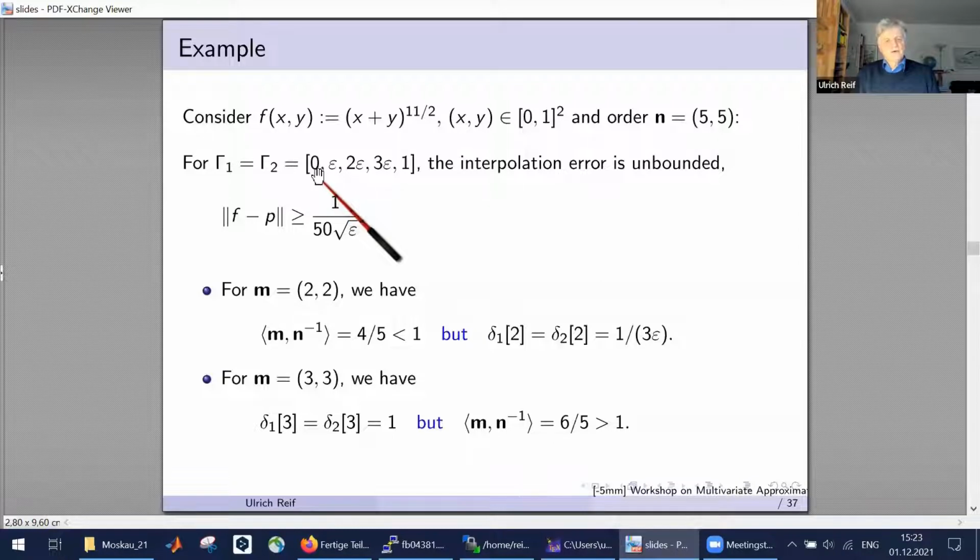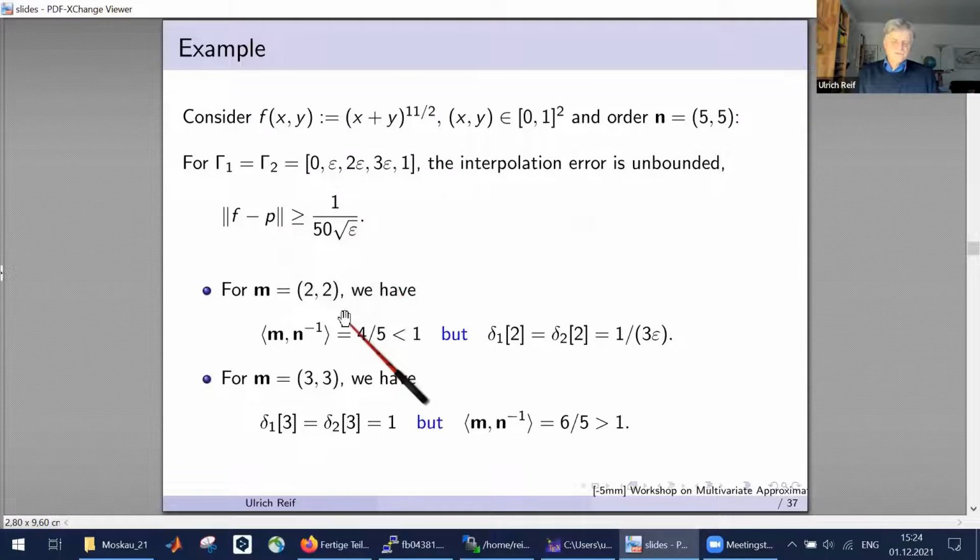sequences of interpolation nodes. It's 0, epsilon, 2 epsilon, 3 epsilon, and 1. So we have a clustering near 0. Epsilon is small and positive. It's easy to show that in this case, the interpolation error is unbounded. It's greater than 1 over 50 times the square root of epsilon. Yeah? So we should see that in our estimate.